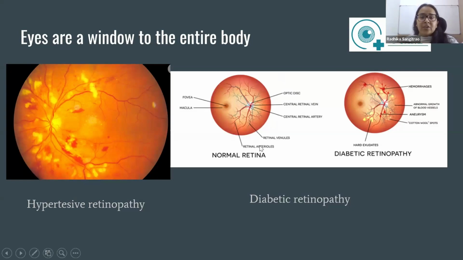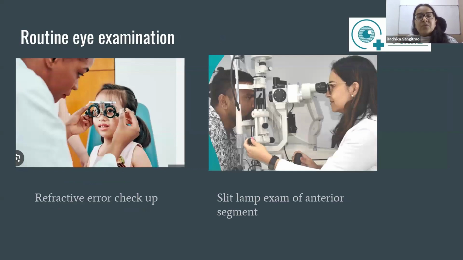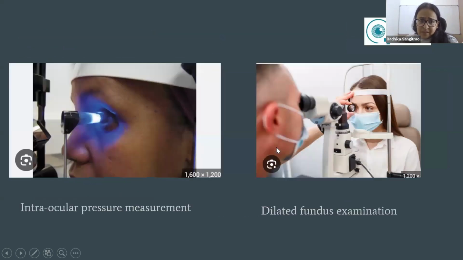Similarly, these are diabetic retinopathy changes, which can reflect in different parts of the body. That is why we need to be aware, and that is why we need to undergo a routine eye examination. So what does a routine eye examination encompass? Firstly, it's a refractive error checkup. That is, your glass number is checked. Secondly, we check your eyes on this machine called a slit lamp, where the anterior part of the eye is checked. Thirdly, the eye pressure is checked.